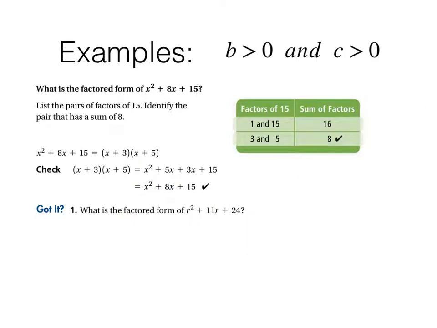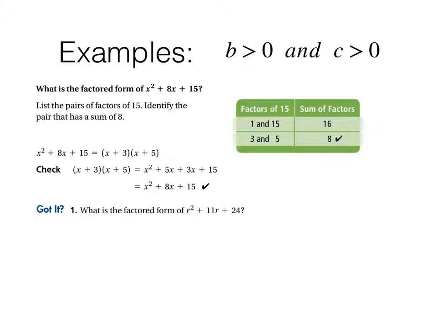Okay. So say that they're both positive. Both B and C are positive, just like the problem we just did. You're looking for pairs of factors of 15 that add up to 8. And so it's the same kind of problem we just did. X squared plus 8x plus 15, so pairs of factors of 15.